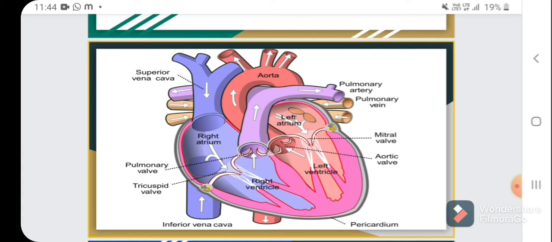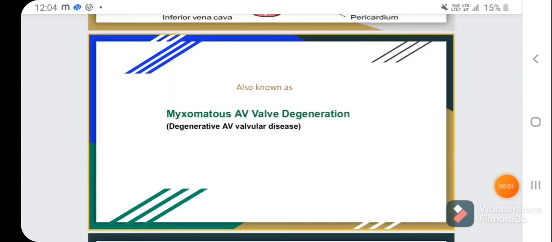Hopefully you are very clear about the basics of heart structure and function. Now we will move toward our main topic, endocardiosis. Endocardiosis is also known as myxomatous AV valve degeneration or degenerative AV valve disease. The one thing to note here is the term myxomatous and another is degeneration. So kindly note that it is degeneration of the valve, neither inflammation nor infection.